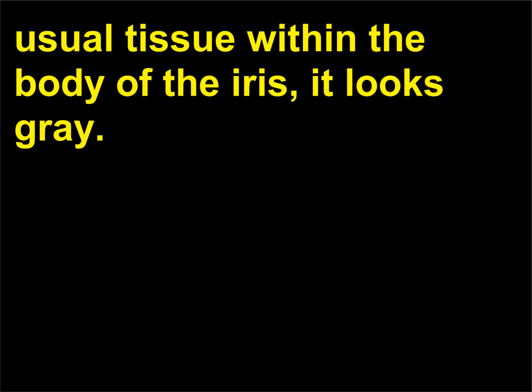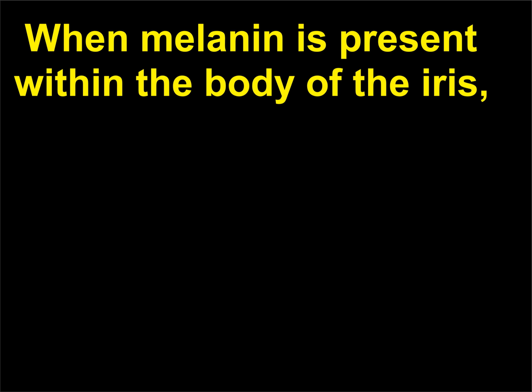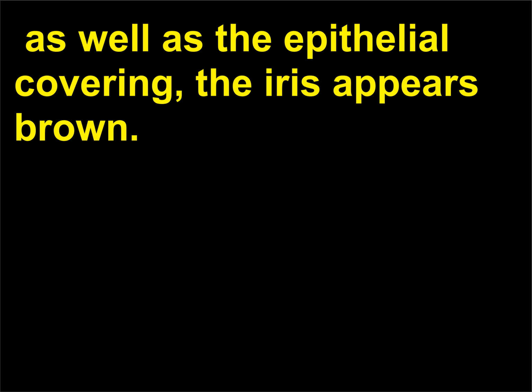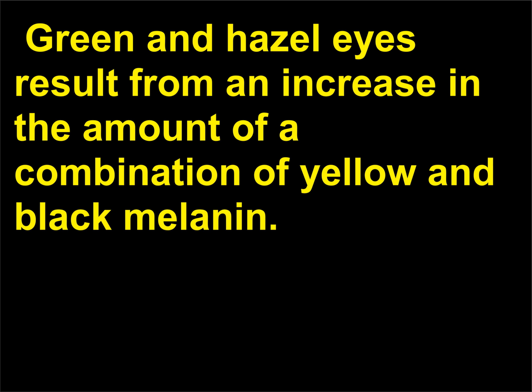When this condition exists together with denser than usual tissue within the body of the iris, it looks gray. When melanin is present within the body of the iris, as well as the epithelial covering, the iris appears brown. Green and hazel eyes result from an increase in the amount of a combination of yellow and black melanin.